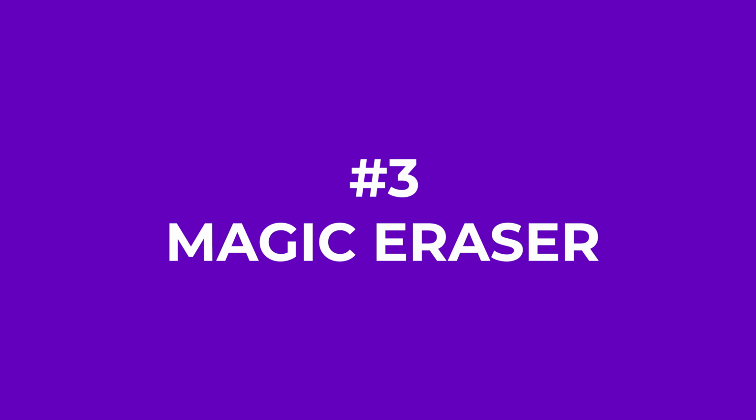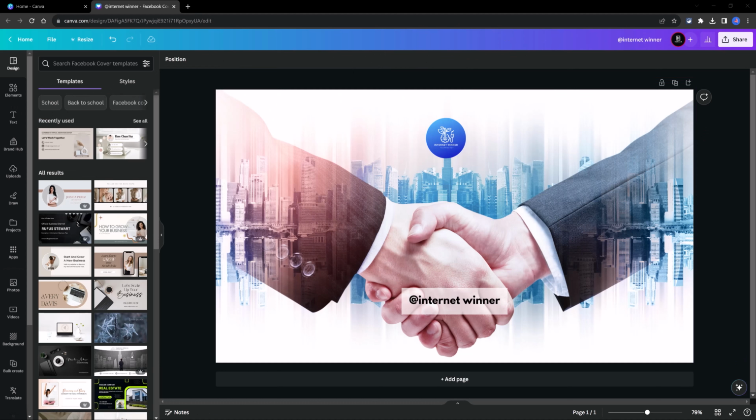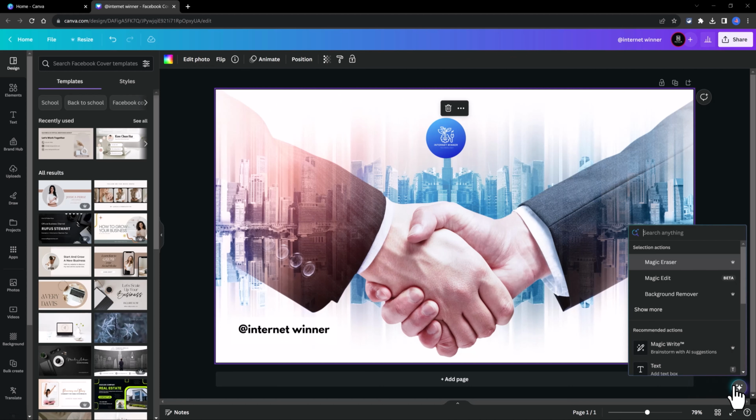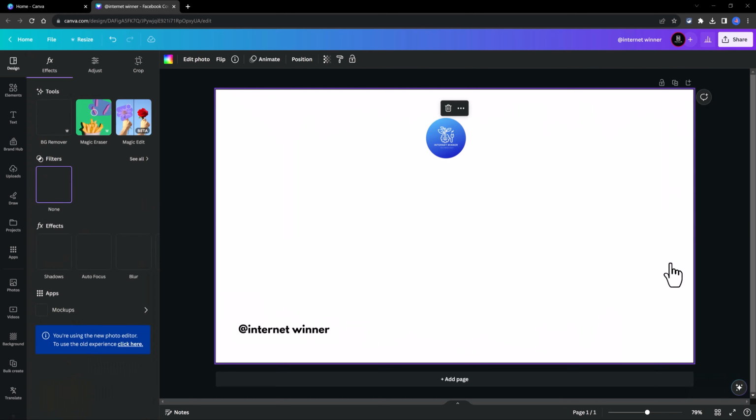Number 3 is the Magic Eraser feature. This tool uses AI to remove unwanted distractions in photos and replace elements to better align with the brand's messaging. As a real use case example, I've got my Facebook cover design. I want to remove these shaking hands. So let's put here. For easy access, you can utilize the Canva AI Assistant. You enter here magic eraser.